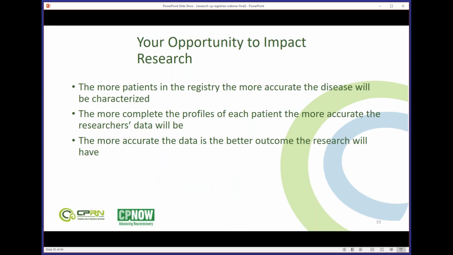We try and explain to our families that by participating in the registry they have the opportunity to impact the research. The more patients that are in this, the more accurate and complete the disease will be characterized. If they have their medical records with them at 2 o'clock in the morning when they're filling this out because they can't sleep, that's much better than if they're standing in a clinic and somebody's asking them questions and they can't remember, and their kid is trying to get out of the door.